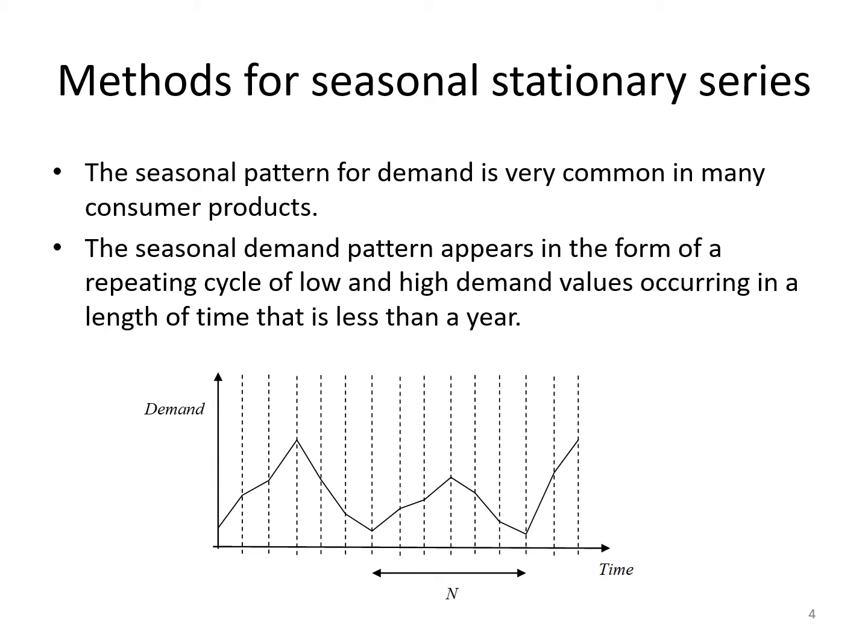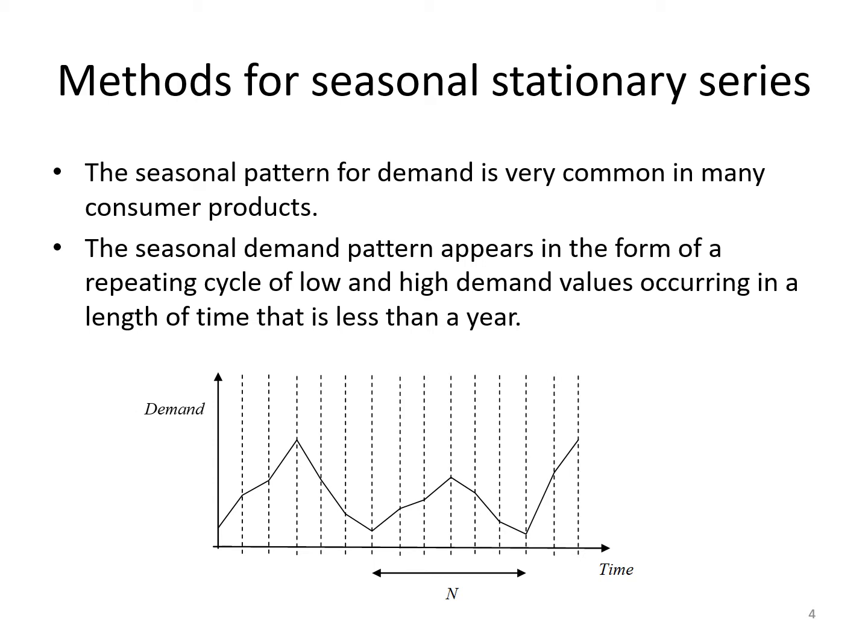As a matter of fact, seasonality or the seasonal pattern for demand appears in many different types of consumer products. For instance, if you talk about air conditioners, usually they exhibit larger demand during summer. On the other hand, heaters, for instance, exhibit more demand during cold weather periods. So it's very common to notice seasonality in many different types of consumer products.